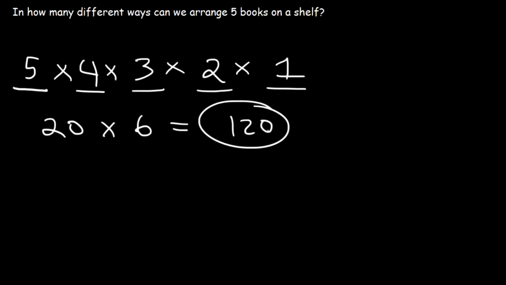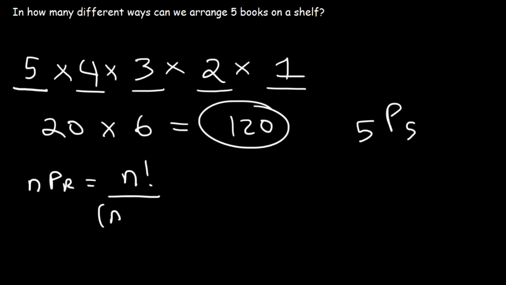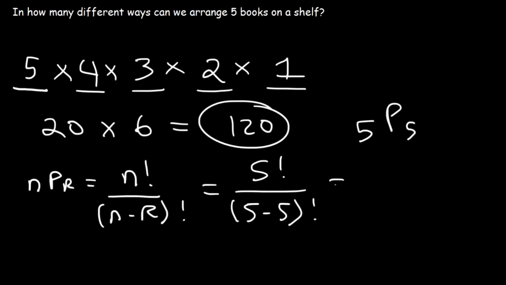Now, in terms of a permutation, here's how you can calculate it. First, you need to find out the total number of books. In this problem, we only have one number. The total number of books is 5. And we're choosing all 5 books from a group of 5. So it's going to be 5P5. Using the formula nPr is equal to n factorial over (n minus r) factorial. n is 5, but r is 5 as well. So this is going to be 5 factorial over 0 factorial.